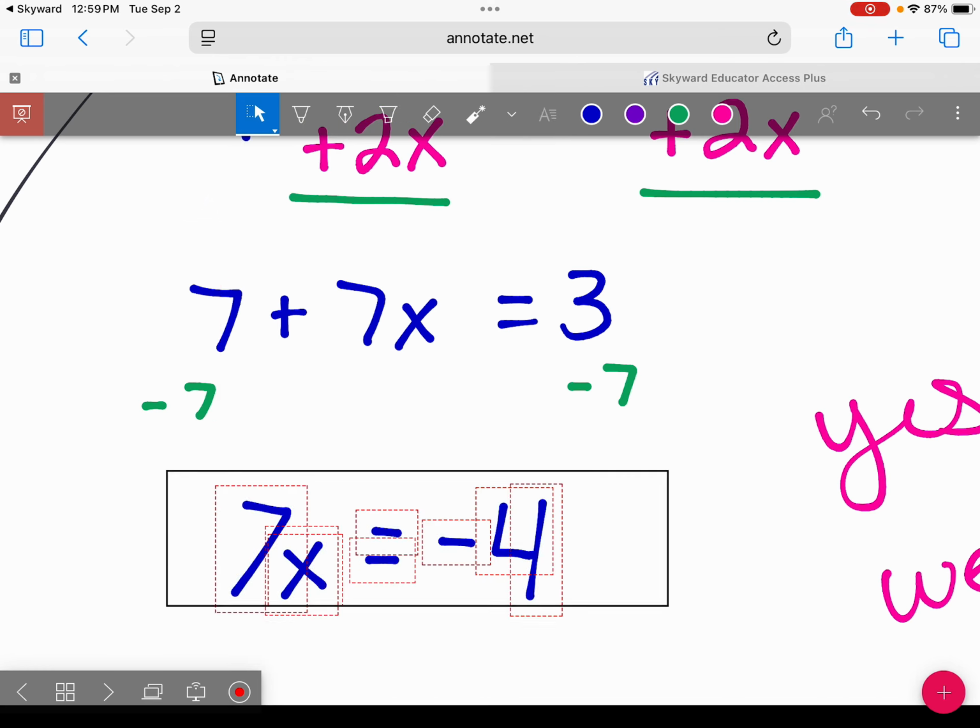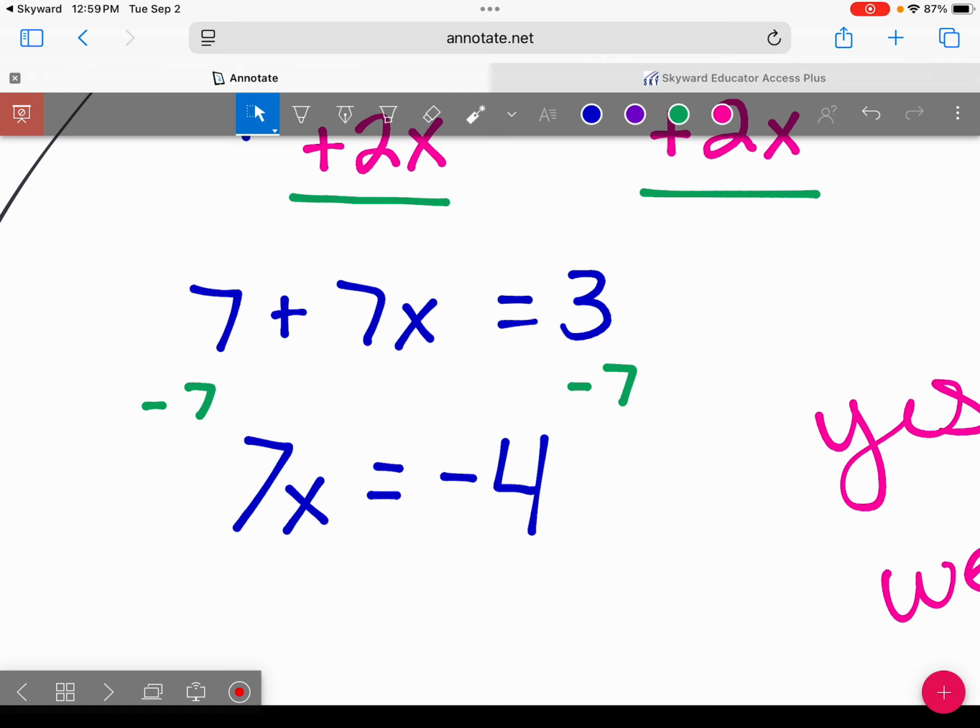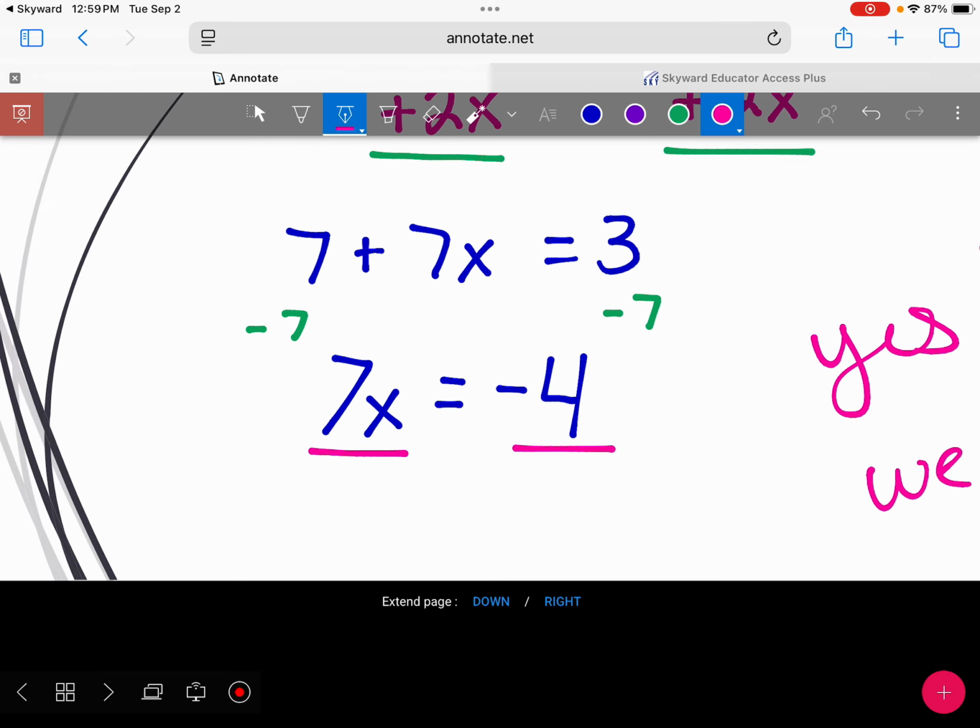If I want to finish this out the rest of the way, what do we need to do? By what? Seven. If I divide both sides by 7, this 7 and this 7 cancel out and become a 1. We get x equals a very unfriendly fraction. And that's okay. We can have unfriendly fractions. We're just going to leave it as negative 4/7. It's unpleasant. It'll be negative 0.5714285771, blah, blah, blah. We're going to leave it as a fraction and call it good.